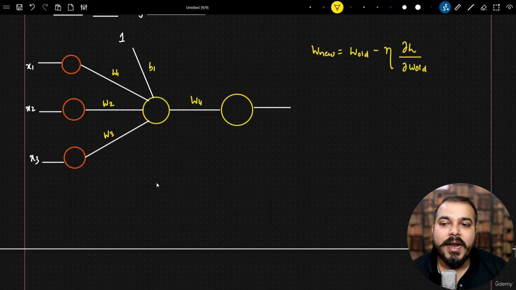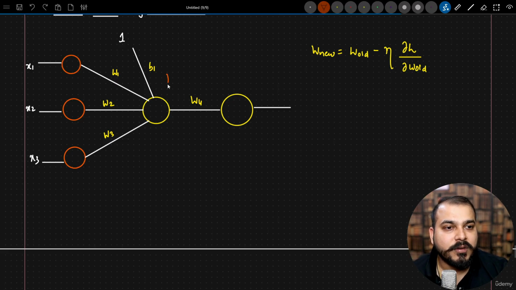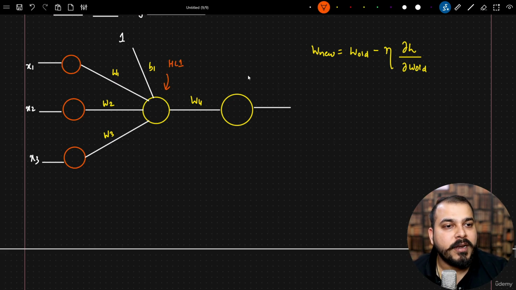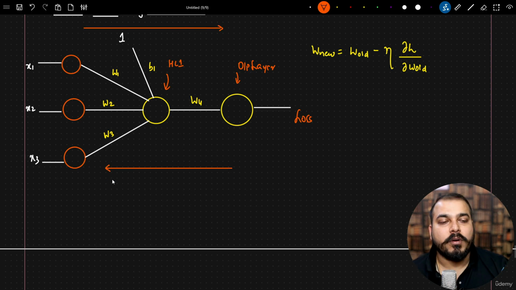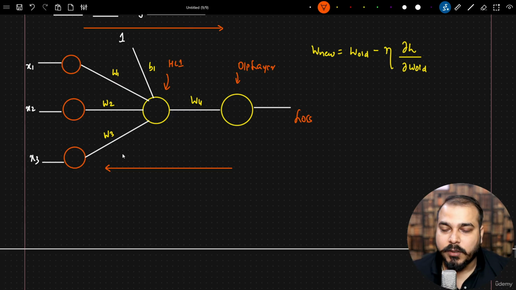Now let's go ahead and understand what exactly chain rule is. As you can see, this is my input layer. This is my hidden layer where I have just one neuron. And this is my output layer. Let me write it down so that you don't get confused. This is my HL1 and this is my output layer. And finally I get my output. Then we calculate the loss function. This was initially the forward propagation, and then we do the backward propagation. In backward propagation, we update the weight.